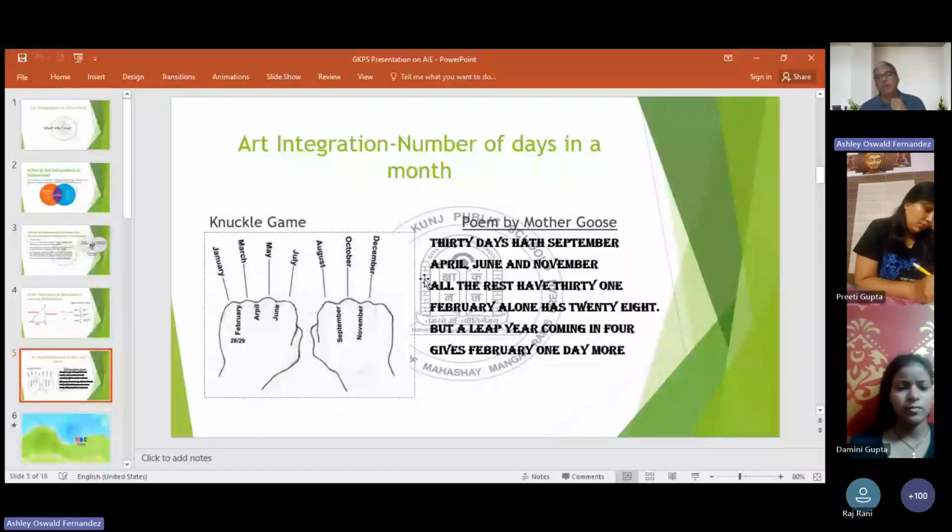There was another way, a poem which my chemistry teacher taught me in class 8. Thirty days had September, April, June, and November. All the rest have 31. February alone has 28. But a leap year coming in 4 gives February 1 day more.